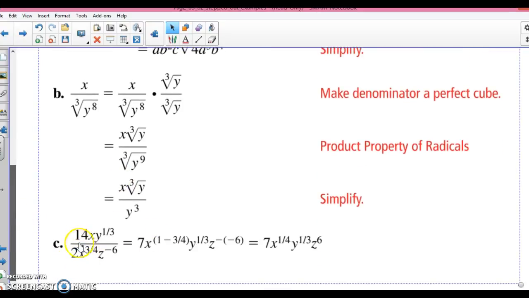So for part C, again, I look at all of my separate numbers. So I start with the numbers first, and I know that I can divide 14 by 2, and that will give me 7. Then I look at my x values, and I know that my exponent here is 1, and I know when I'm dividing, this is back from section 1, I subtract my exponent, so I have 1 minus 3/4. I look at my y's, I only have that one y value in the numerator, so it stays there. Then I look at my z's, and I don't like negative exponents, remember. To get to a positive exponent, I just move it to the numerator, and I multiply it by negative, so it becomes positive. And then I can just simplify from there.